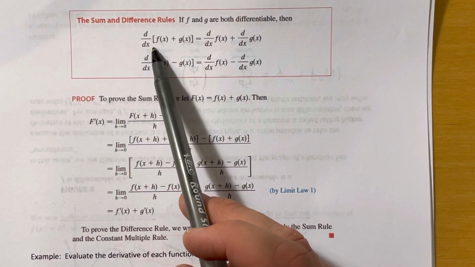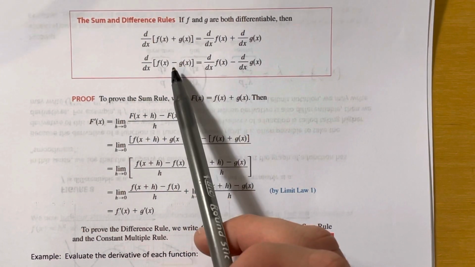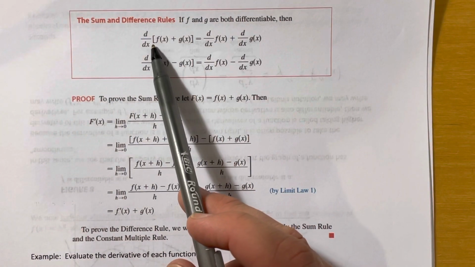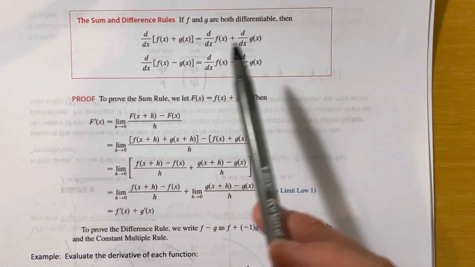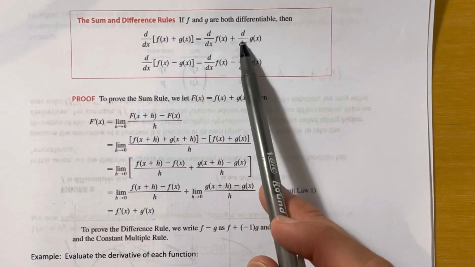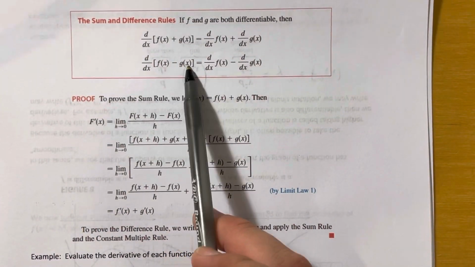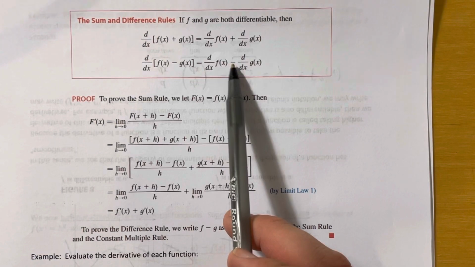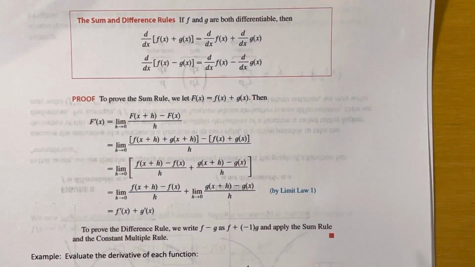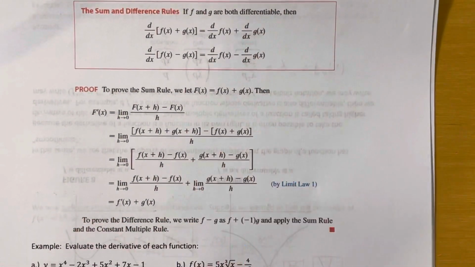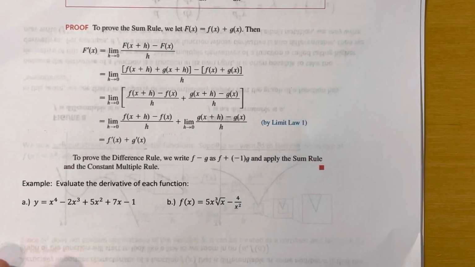I can distribute this d dx into each function here, which basically says that the derivative of a sum of functions is equal to the sum of their derivatives. That's a way of saying that. Same thing here. The derivative of a difference between two functions is equal to the difference between their derivatives. So we're going to just prove the sum rule here and then show that the difference rule is a consequence of the sum rule and the constant multiple rule.